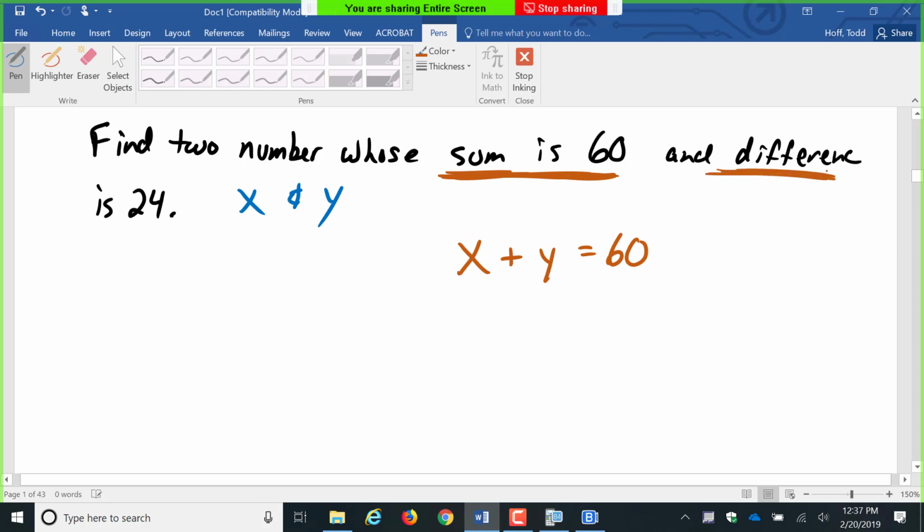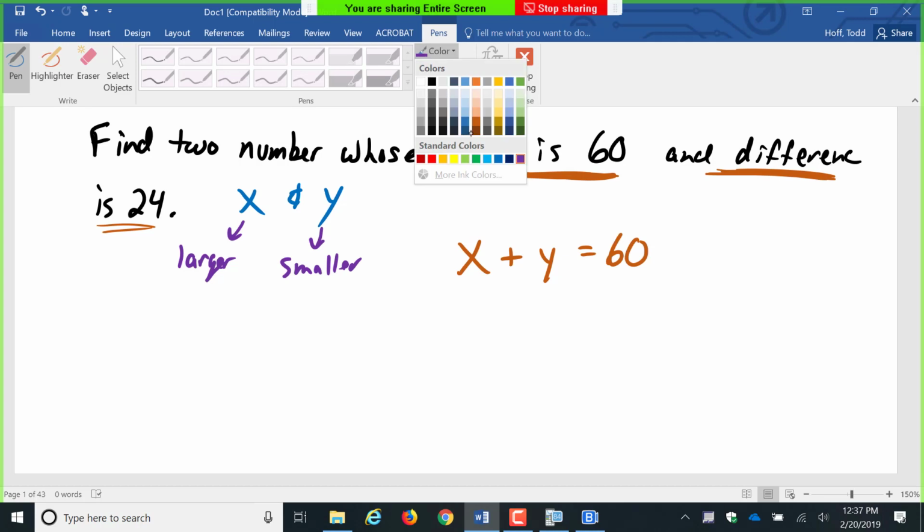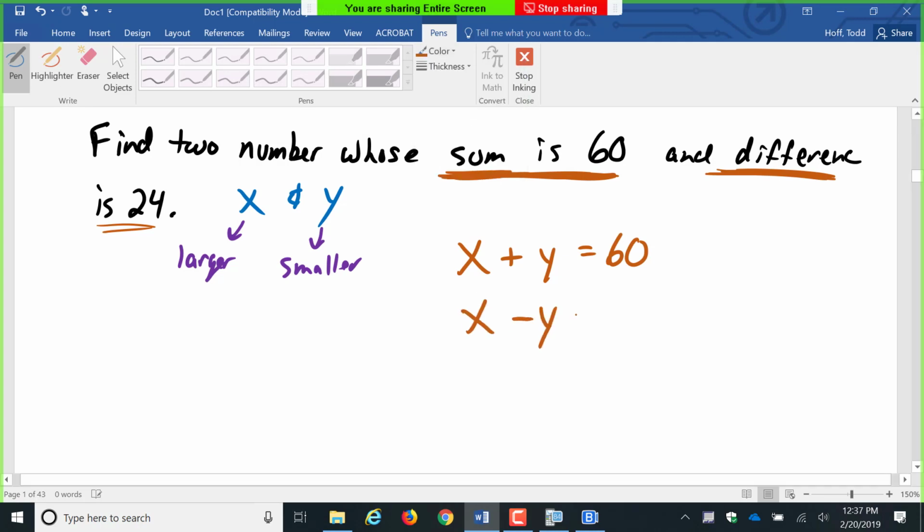The next is the difference. What's the word difference mean? Difference means subtraction, right? Now we don't know whether it's x minus y or y minus x. It doesn't matter. What we're going to do is this. We're going to define x to be the larger number and y to be the smaller number. So what that means is we can do x minus y because we're getting that positive result of 24.